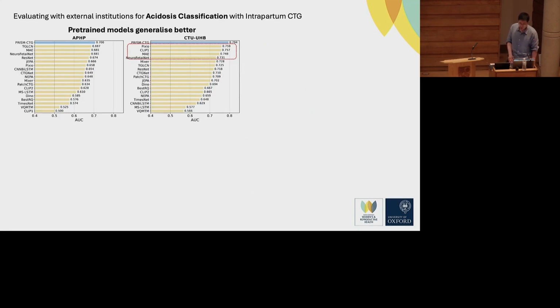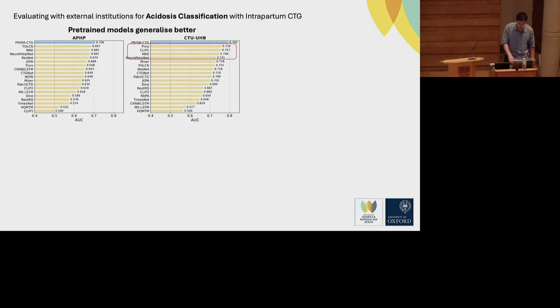We follow up by asking whether pre-training helps with generalizability. We choose acidosis classification, which is a popular task in the intrapartum field, as the experiment here. So in the experiment, we train our model on one data set and evaluate our model on a separate data set. So we use the popular CTU UHB data set and also the soon-to-be released APHP data set for this experiment. What we found is that they generalize a lot better, especially for the CTU UHB data set, which is the figure on the right.